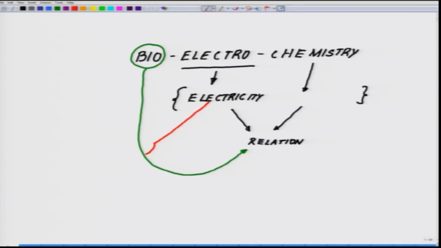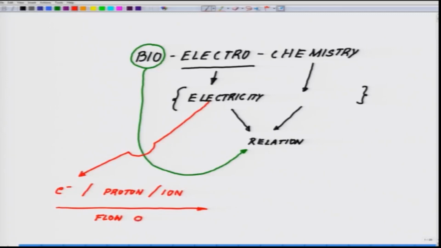When we talk about any kind of charge transfer, it could be an electron, it could be a proton, it could be some form of an ion. So, there is a flow of these charged particles, flow of charges from point A to point B.